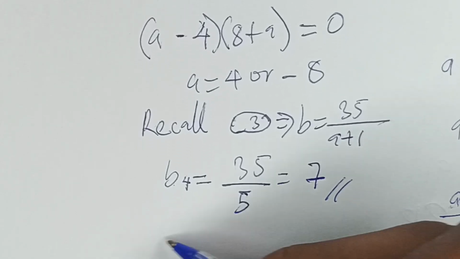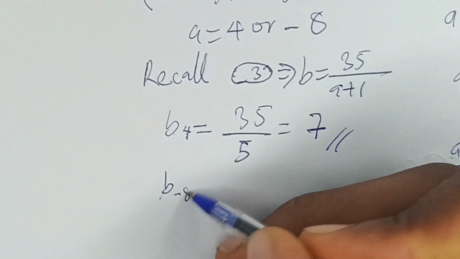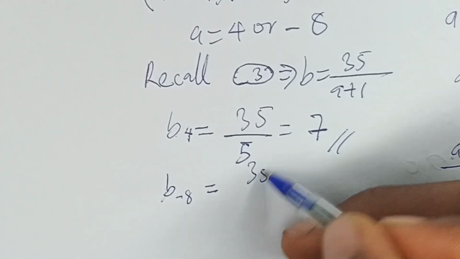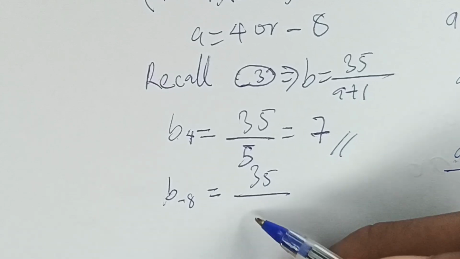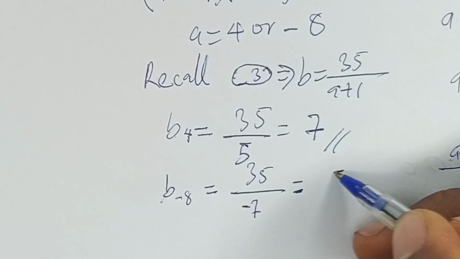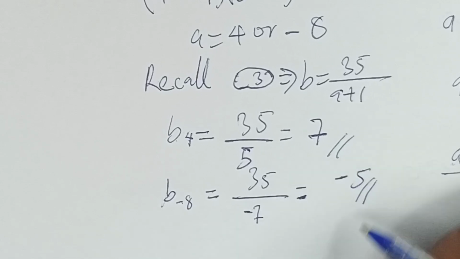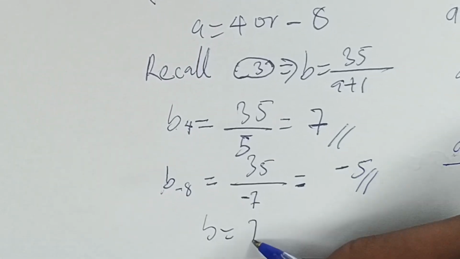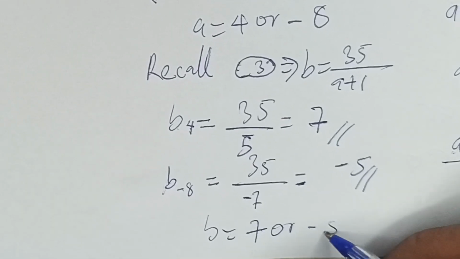Alright. B, when A is minus 8, will be equal to 35 all over minus 8 plus 1, which is negative 7. And this is equal to negative 5. So we have that B is equal to 7 or negative 5.